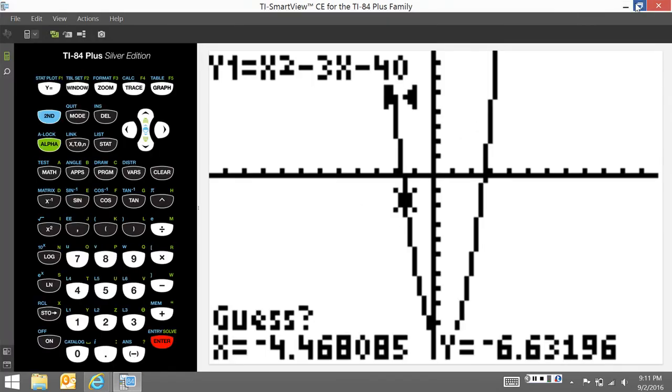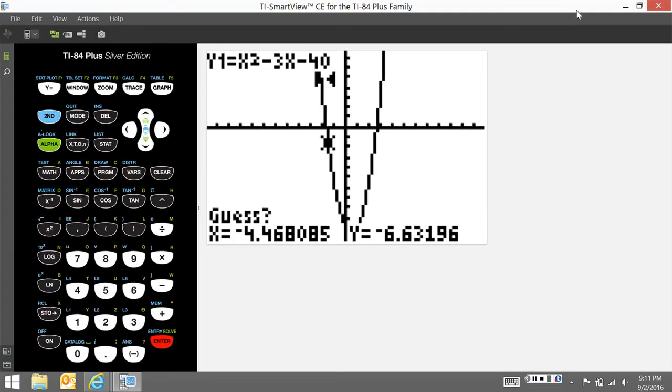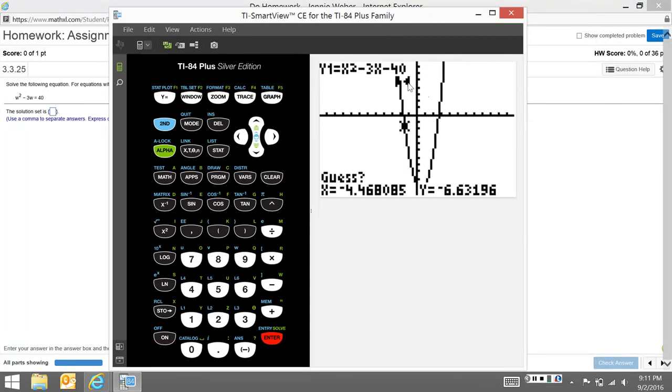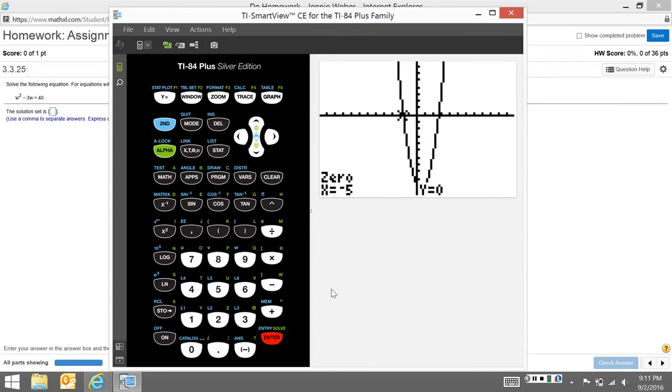You can see these little triangles here. That's showing that the 0 is somewhere between there. What you're doing is telling the calculator with the left and right bounds where the 0 should be between. So you can just click somewhere in the general vicinity. You just want to be above the 0 and below the 0, and then you're going to click. Now it says guess. I'm just going to click enter, and it goes right there to the first 0. So our first 0 is negative 5.